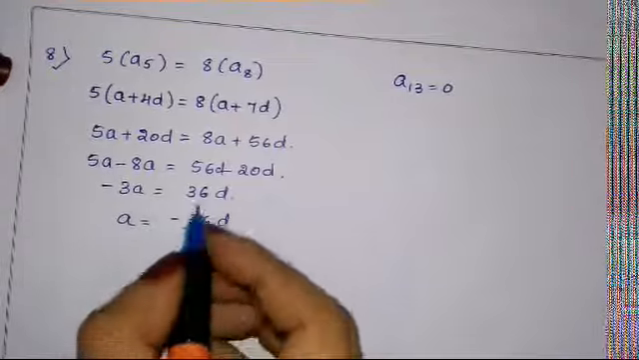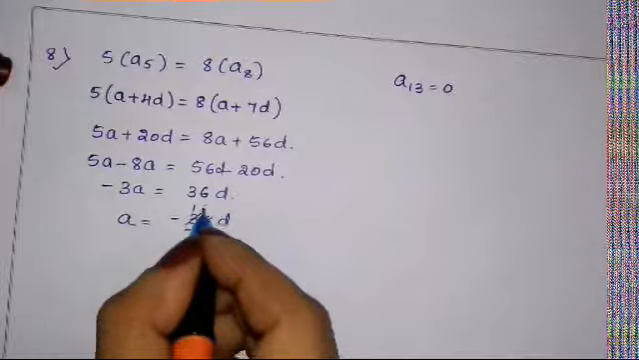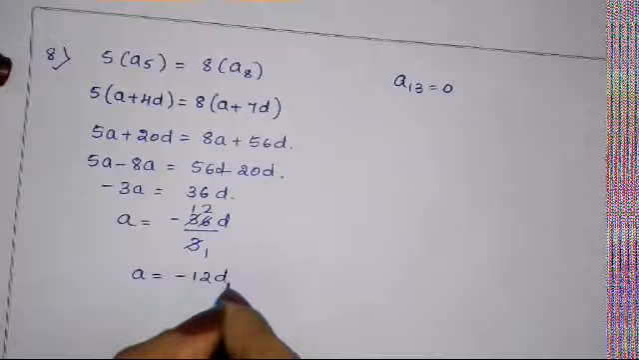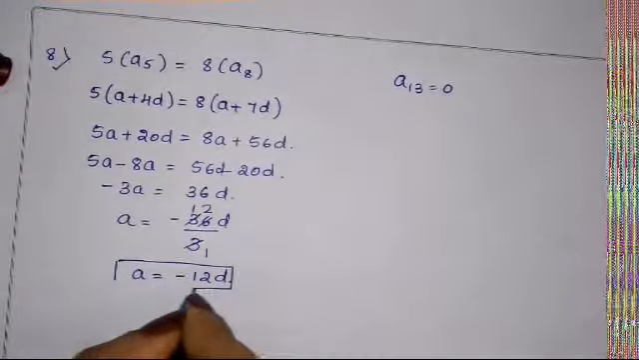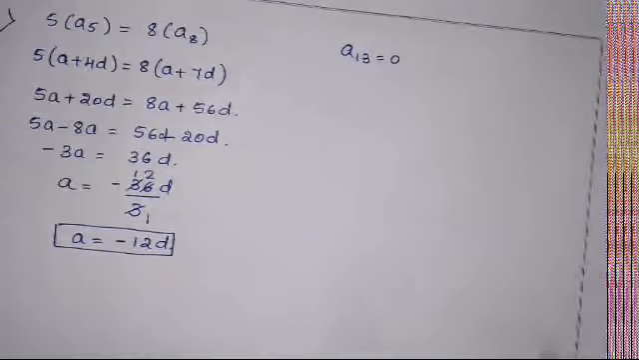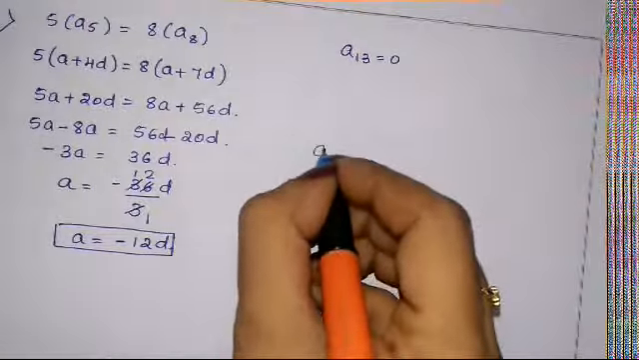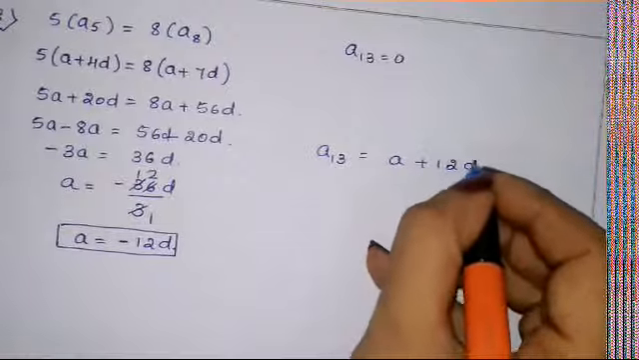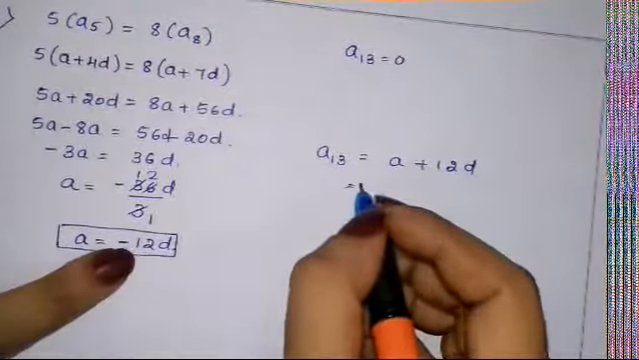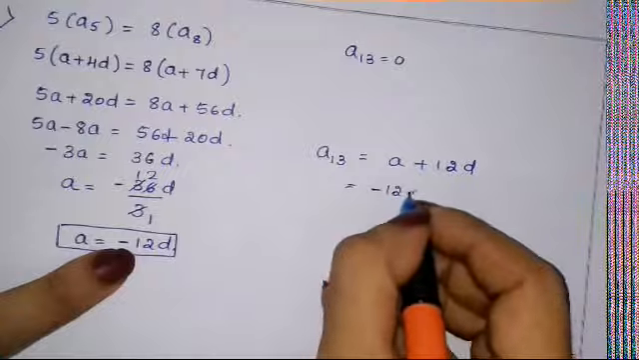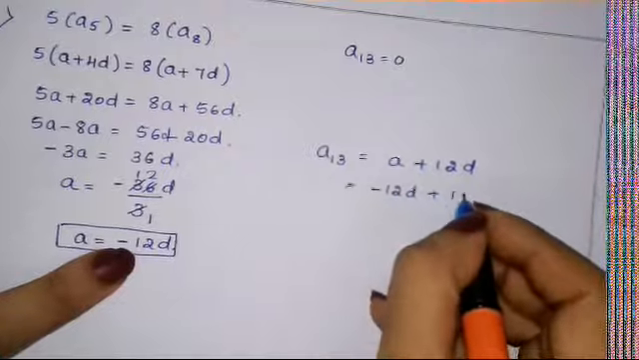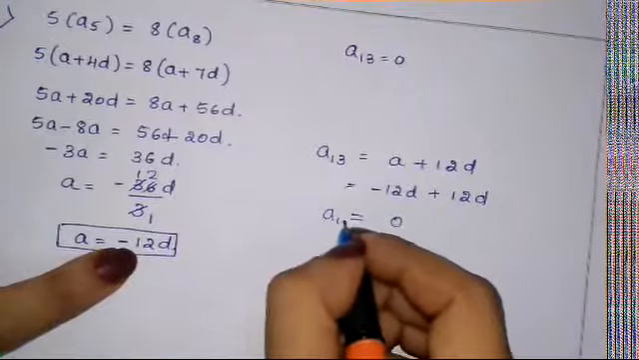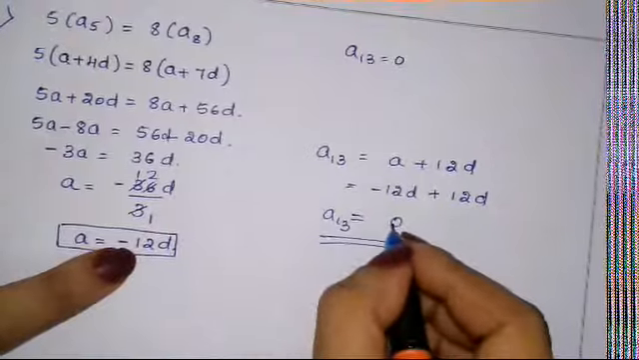3 1s are 3, 3 2s are 6. The A value we got is minus 12D. What they have told us to prove now: A13 is equal to A plus 12D. The A value we have got is minus 12D, so minus 12D plus 12D is nothing but 0. So we proved A13 is equal to 0.